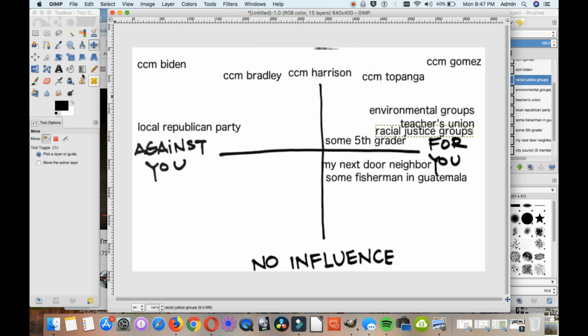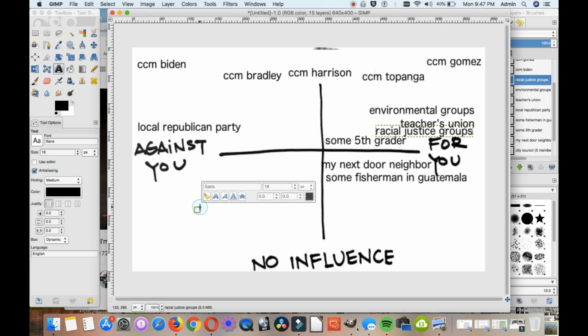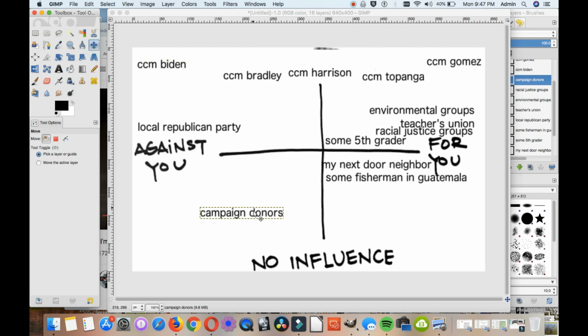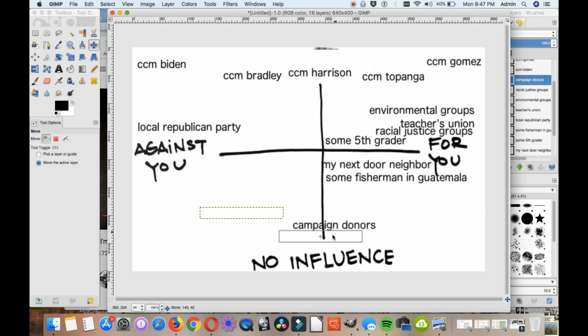Let's see. Here's getting really, really specific. So, campaign donors. This refers specifically to the campaign donors for all of these people. And in fact, Councilmember Gomez is the one who told me to think about this. They said, okay, so Councilmember Harrison, one of their biggest campaign donors, actually lives next door to you. Did you know that? Yeah.